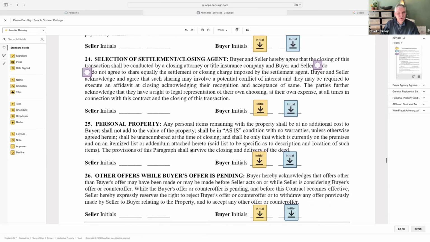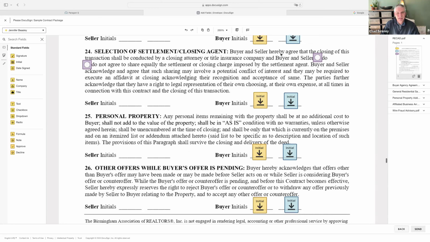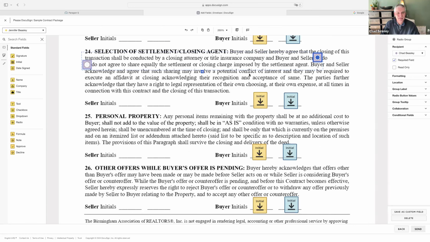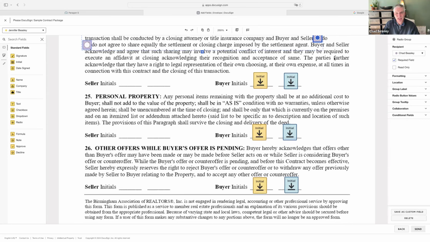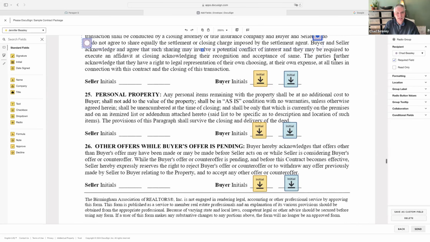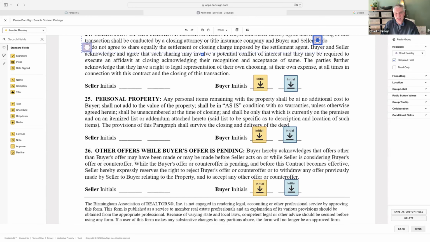And then number 24 just states that the closing of the transaction will be conducted by a closing attorney or a title insurance company, and the buyer and seller either do or do not agree to share that cost at closing. Typically, you do share that. Buyer and seller acknowledge and agree that sharing may involve potential conflict of interest, and they may be required to execute an affidavit. It's just basically if you're splitting the cost.